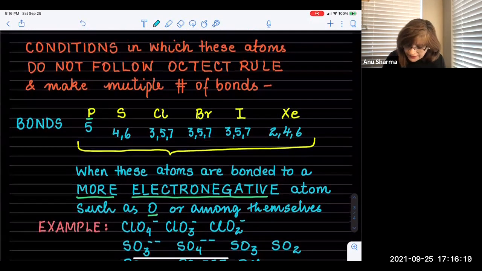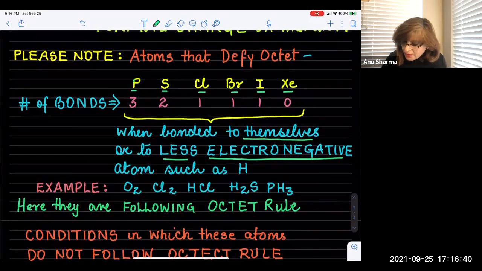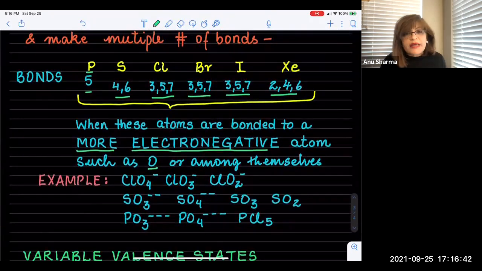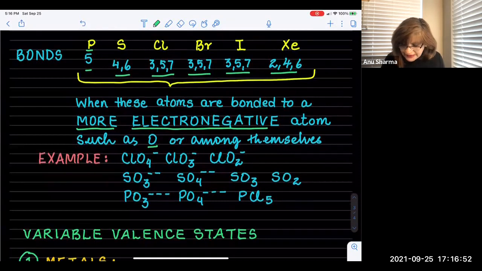So when they are combined with a more electronegative atom, in that case, they can make 5 bonds in the case of phosphorus, 4 and 6 bonds in the case of sulfur, 3, 5, and 7 bonds for chlorine, bromine, and iodine, and xenon, we know, does not make any bonds, right? But here, xenon is capable of making 2, 4, and 6 bonds. So in that case, xenon will expand its capabilities. So we see these examples.